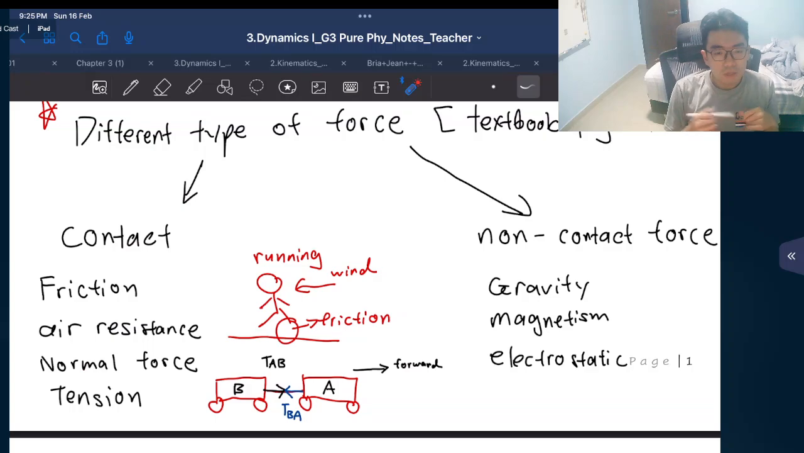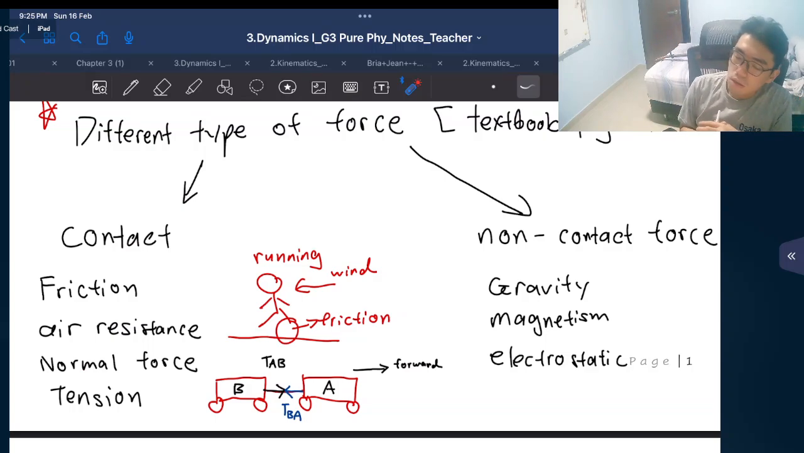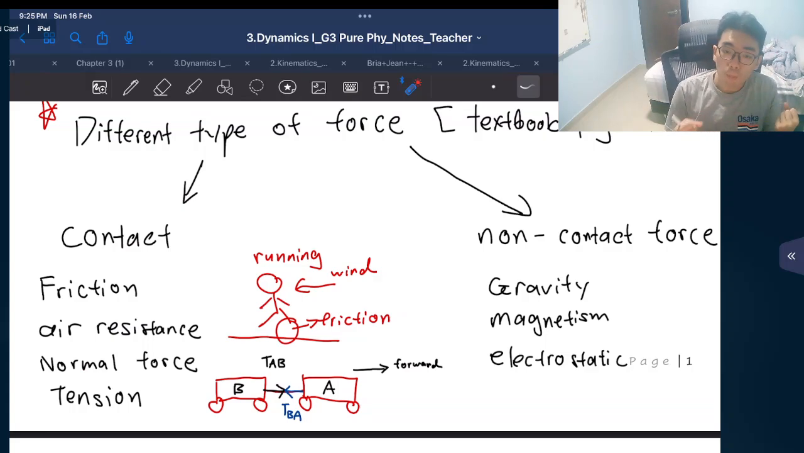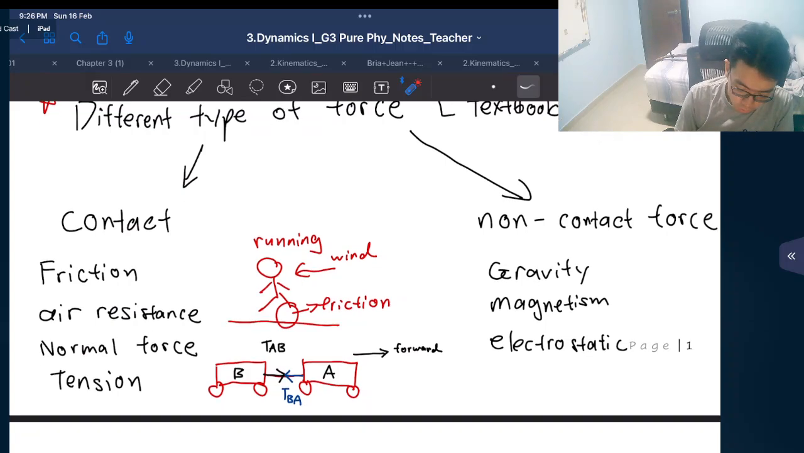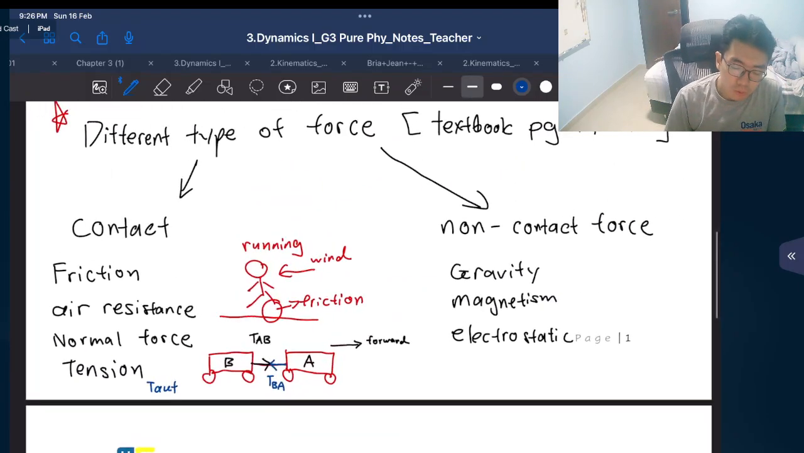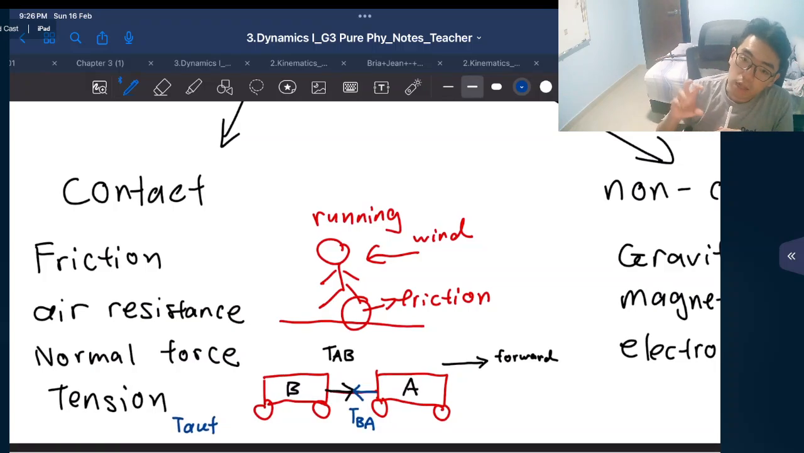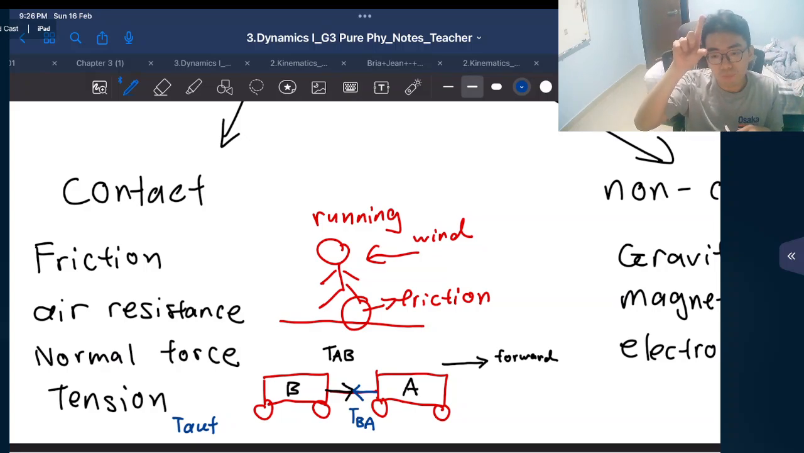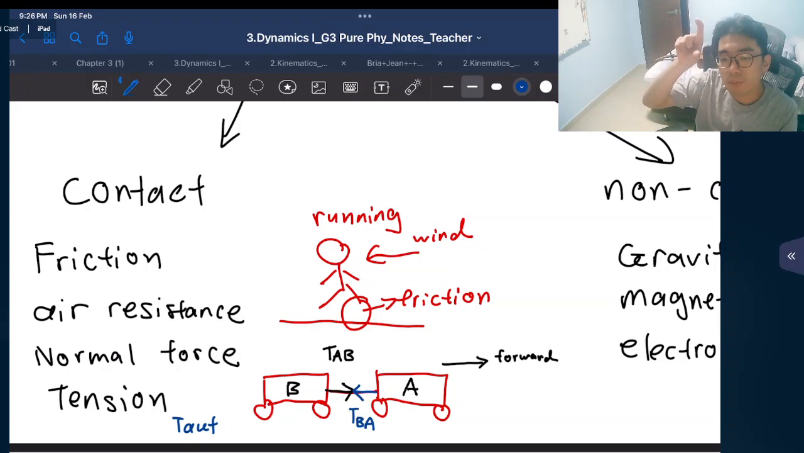So how does tension work? It has to do with pulling. When you are pulling an object that is not flexible. What do I mean? For example, tug of war, you are pulling a rope and the rope cannot stretch. We call it taut, T-O-U-T. For example, during our activity, the lamp hanging on the ceiling, the thing that is supporting the lamp, the thing between the lamp and the ceiling, that's tension.